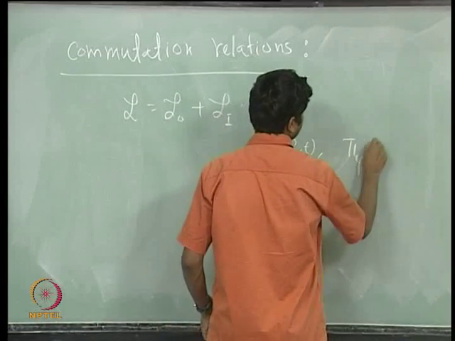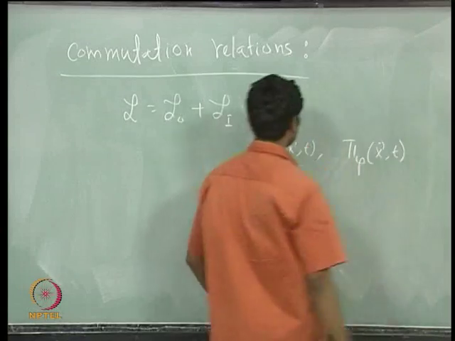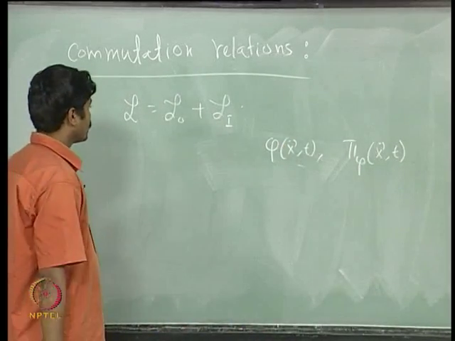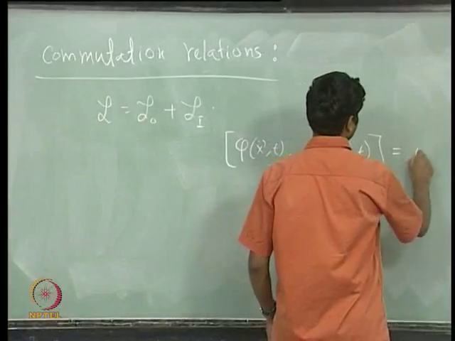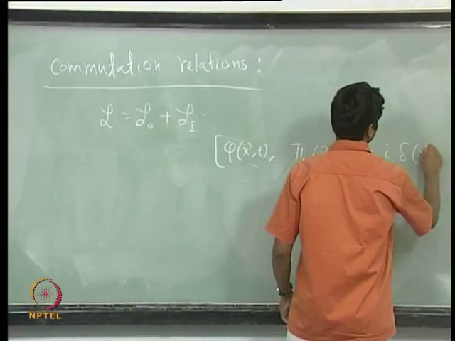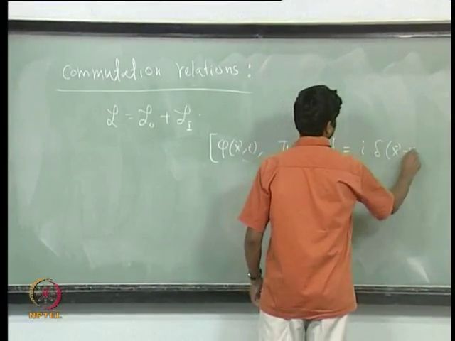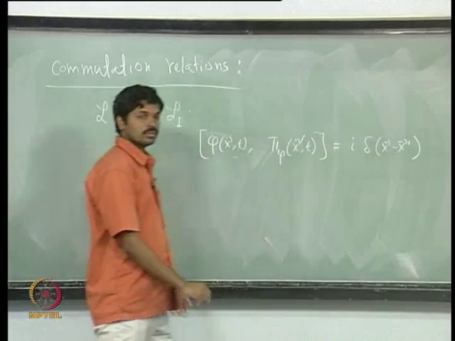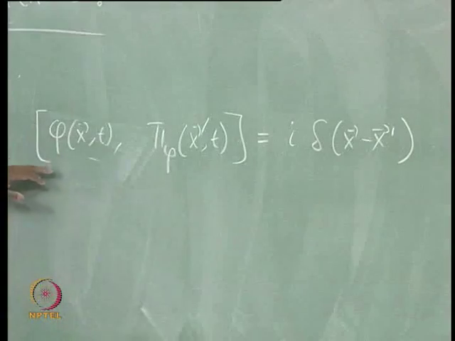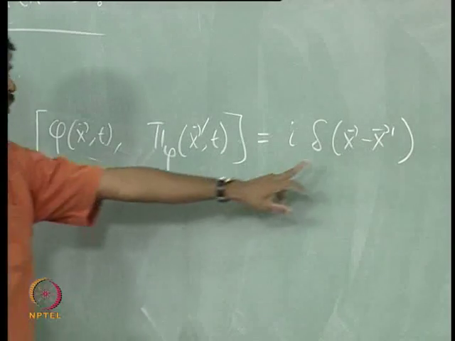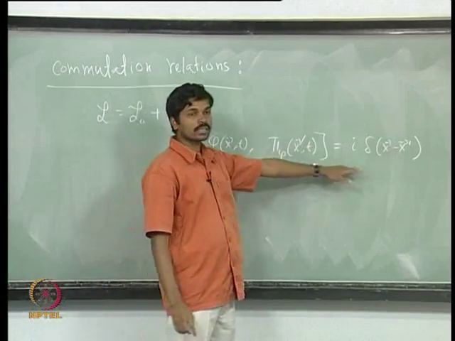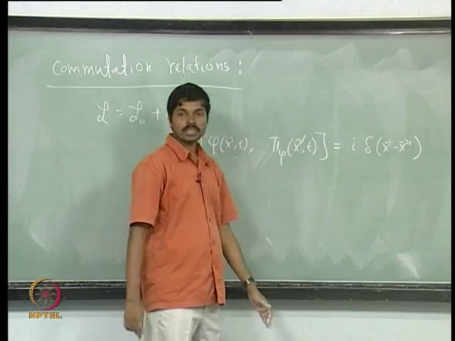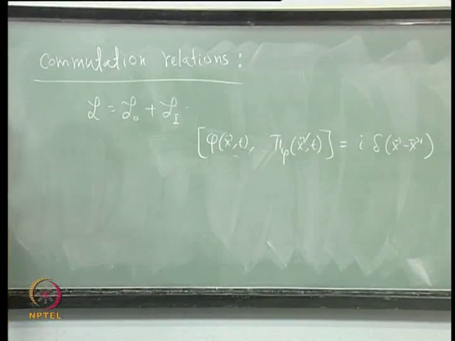And then phi x t. So, you again would like to have a commutation relation in the Schrodinger picture, which is i delta x minus x prime. However, as I stated, we would like to work in the interaction picture. So, we would like to consider these operators in the interaction picture. The question is whether the same commutation relation holds in the interaction picture. In general, it will not hold.